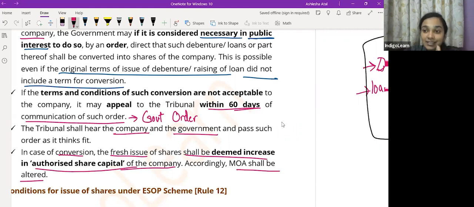मतलब in this type of conversion, whatever conversion is happening of debentures or loans into shares, we will have to issue fresh shares. So that fresh issue of shares, it shall be deemed to be an increase in the authorized share capital of the company, and as a result of which, since authorized share capital is increasing, we have understood under section 61 कि memorandum को alter करना पड़ेगा, because capital clause states the amount of authorized share capital. So this is a deemed increase in authorized share capital, and as a result of this conversion, the MOA, that is memorandum of the company, should also be altered.